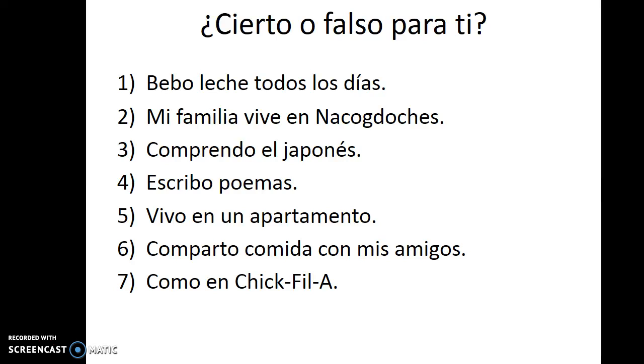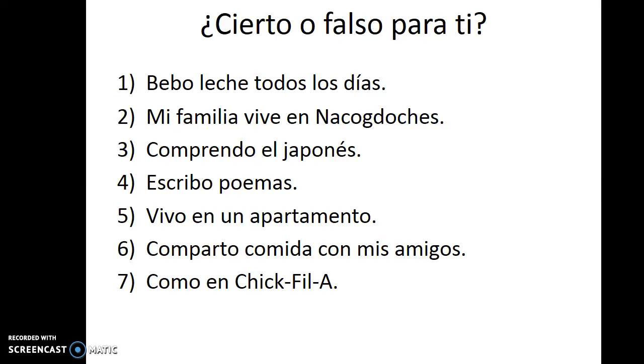Número tres, comprendo el japonés. Comprendo el japonés. Okay, so en mi caso, in my case, no es cierto, es falso. No comprendo el japonés. Número 4, escribo poemas. ¿Cierto o falso para ti? Okay, en mi caso es falso, although it used to be cierto. I would say no, generally, normalmente no escribo poemas.